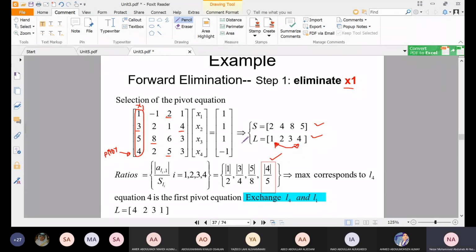Any question, Shabab? Why do we exchange 4 and 1?